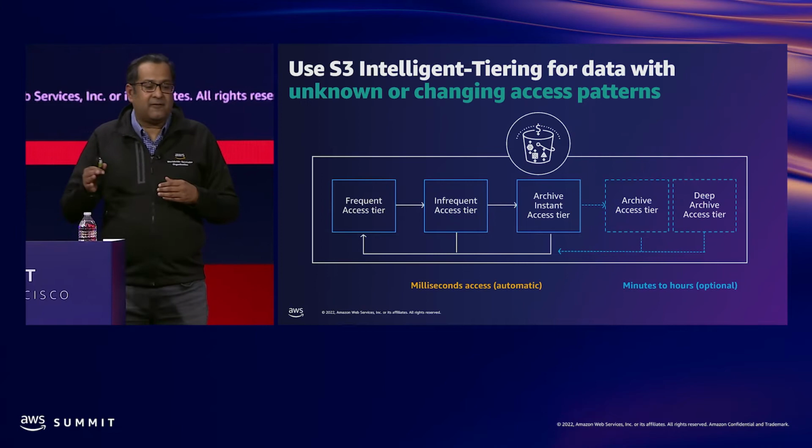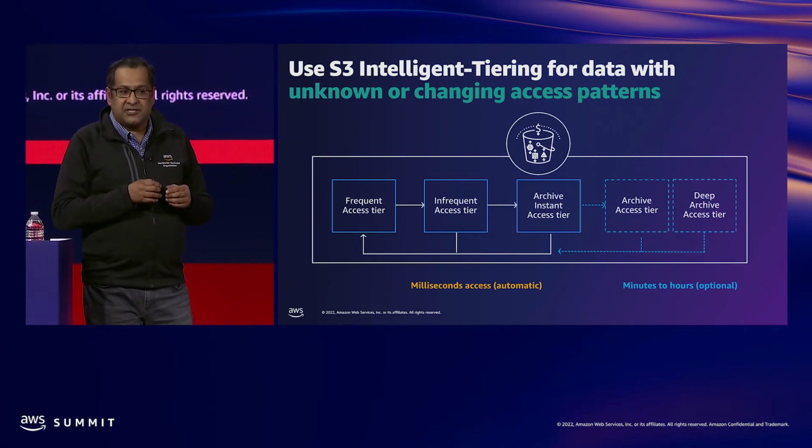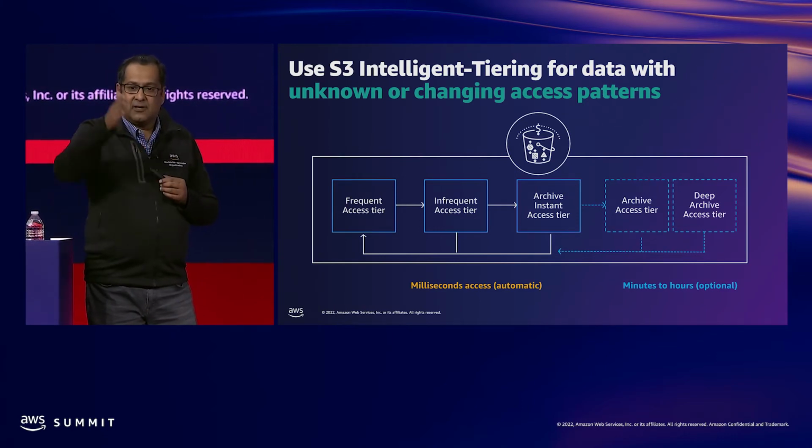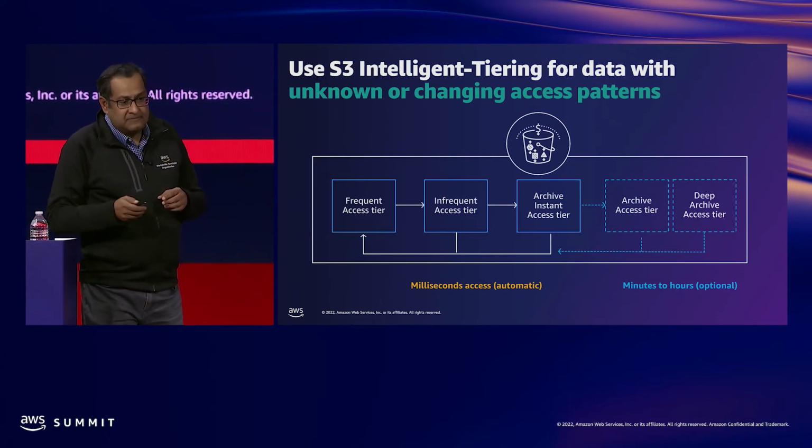You do have the archive access and deep archive access tiers, which are the async tiers. You can turn them on, and depending, again, on the access pattern, the data can tier down into those 2 storage classes also, okay?